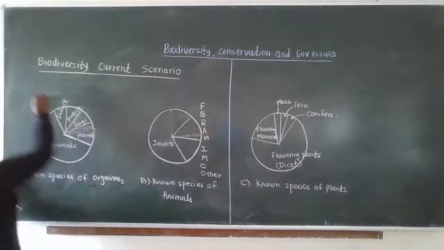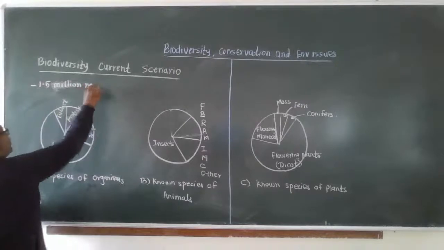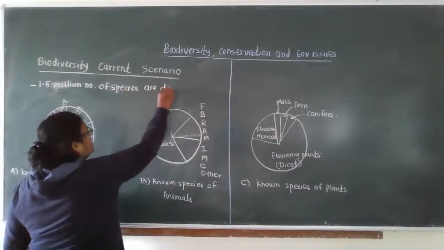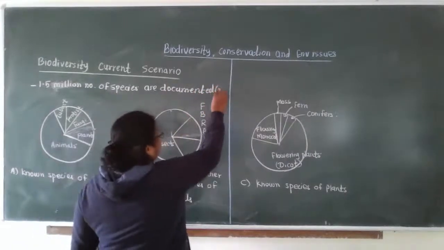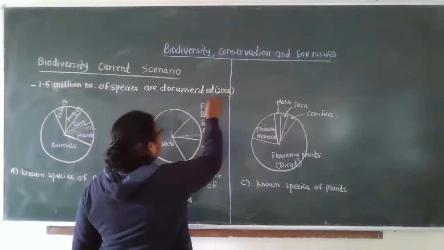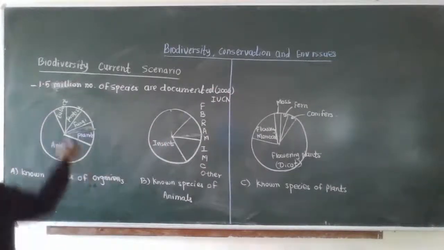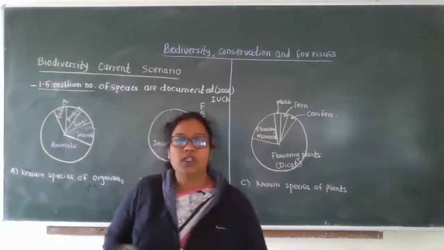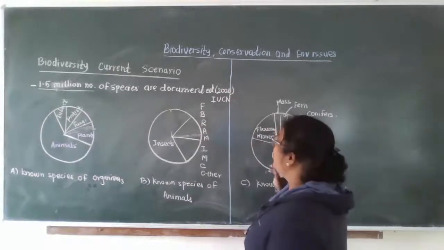How many? 1.5 million number of species are documented all over the world, and this data is from IUCN 2004. Okay, about how many species are there? How many million? 1.5 million species are documented all over the earth according to IUCN data 2004.